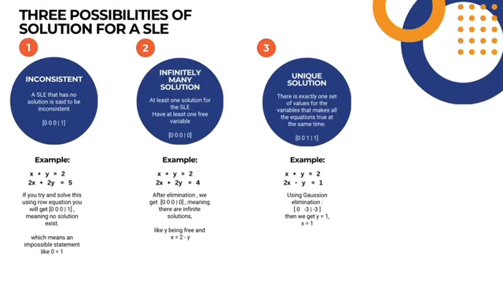There are three possibilities of solution for a system of linear equations. The first one, we got an inconsistent system, or no solution. An inconsistent system occurs when the system has no solution at all. This usually happens when two or more equations contradict each other.